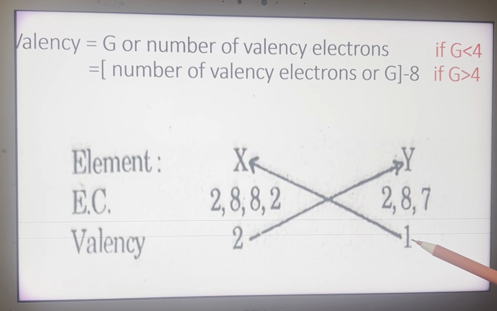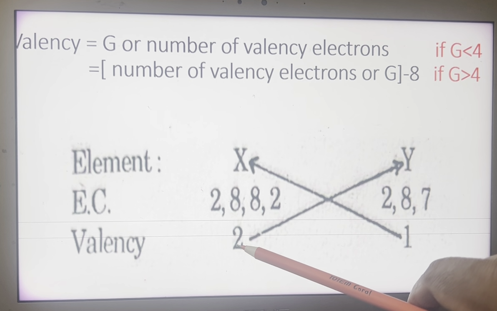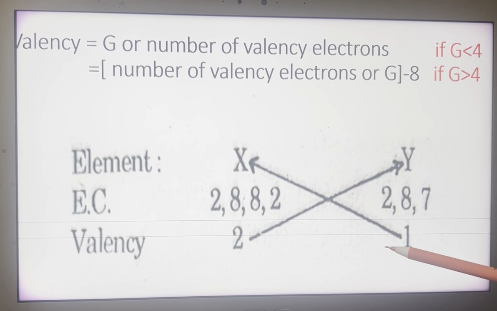Afterwards, what you have to do? Crisscrossing. The valency of Y is written under X, and the valency of X is written under Y. So you will get X1, Y2. The 1 need not be written. So XY2 is the formula of this compound.